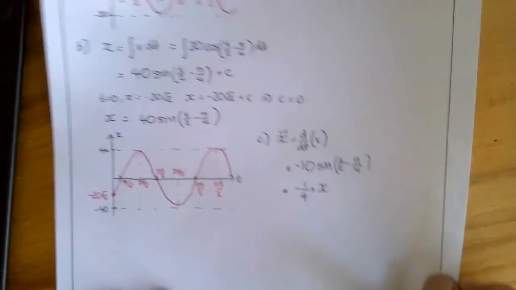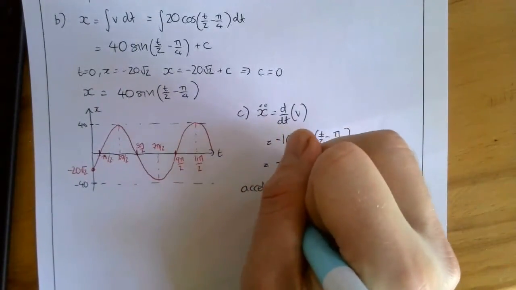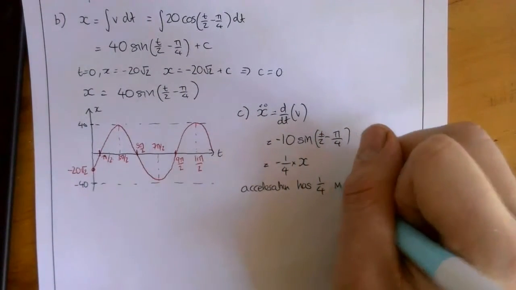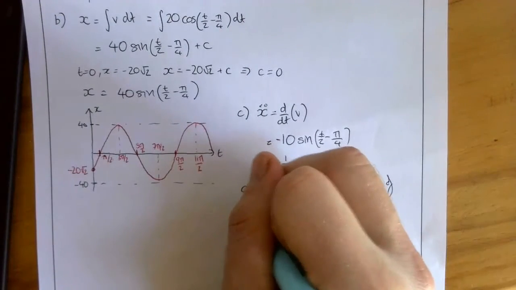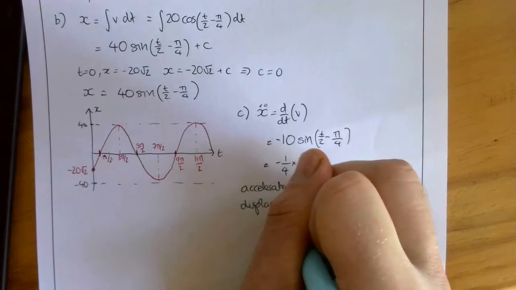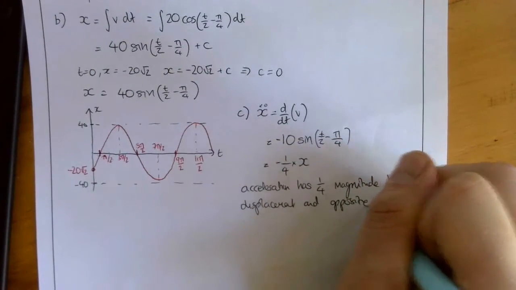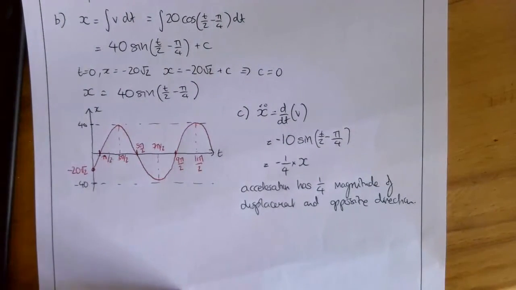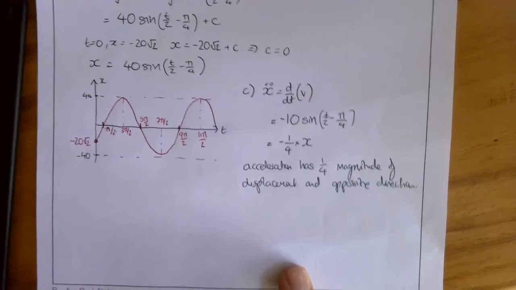And so the acceleration has a quarter the magnitude of the displacement and opposite direction. Those are really the two key points. It's minus a quarter times the displacement. Okay.